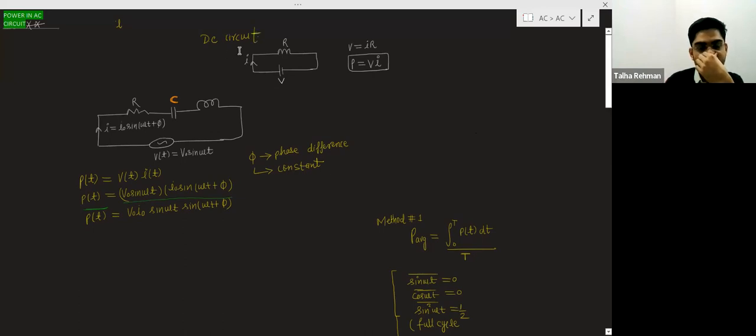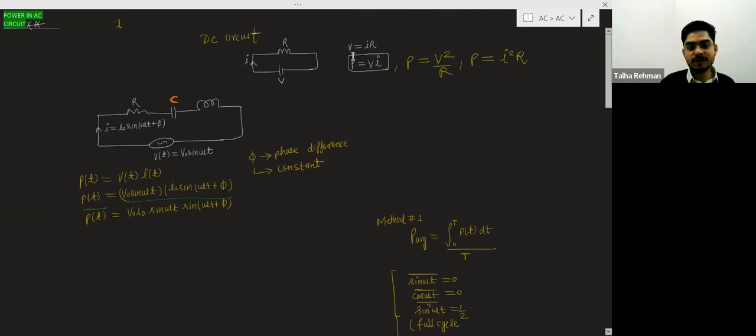So in DC circuit, resistance is connected with the DC source. There will be current. So power can be given by the product of voltage and current, or it can be given by P is equal to V square by R, or it can be given by P is equal to I square into R. So this is the case for the DC circuit. So in DC circuit, it is very easy to calculate the power.